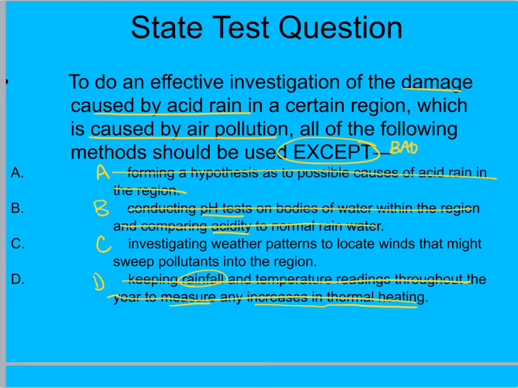I'm not a good artist. Let's pretend that's the United States. Weather tends to have certain patterns. If the weather patterns tend to go this way and you see the winds going this way, then that's going to help sweep acid rain into a region. The winds move the weather into that direction.